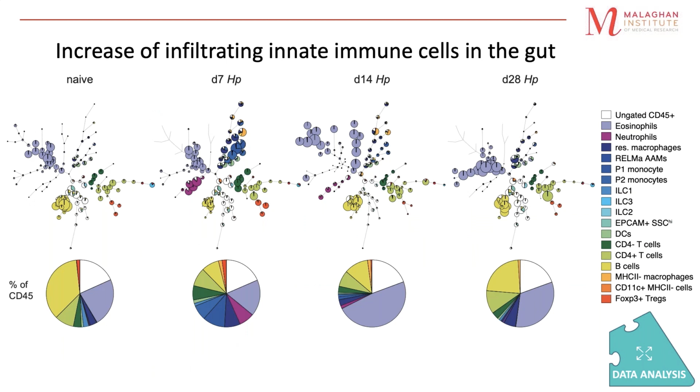When analyzing our data with high-dimensional algorithms, we decided to use a fluorochrome clustering tool and overlay the cells of interest on it. On this image, we are comparing naive with the 3 helminth-infected gut time points. What we found was that there was a big increase of infiltration of immune cells at day 14. Note, for example, the increase of eosinophils compared to the other time points.